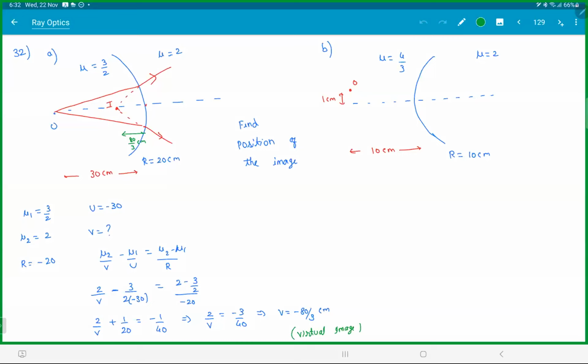Now can you do the B part? Now remember in the B part, you have to get magnification also. 32A. If anyone is not clear, please ask.